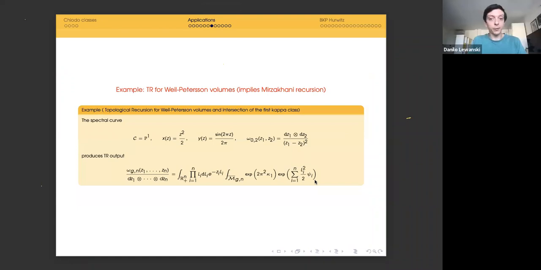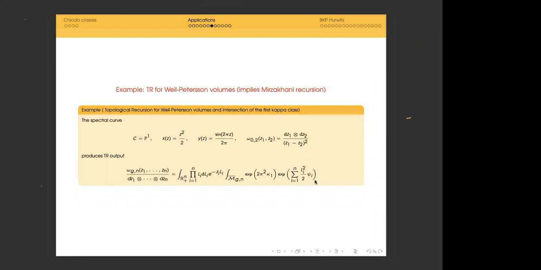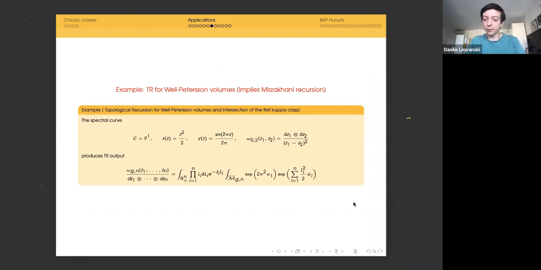And now I will speak about the Norbury class, which I believe was treated in much more detail yesterday. But just as a motivation for completeness of these examples, you have probably seen that this is the spectral curve for the Weil-Petersson volumes of Mirzakhani. So we are integrating the exponential of kappa 1. And the curve that we need to take is just the Witten-Kontsevich for x, and y is the sine.